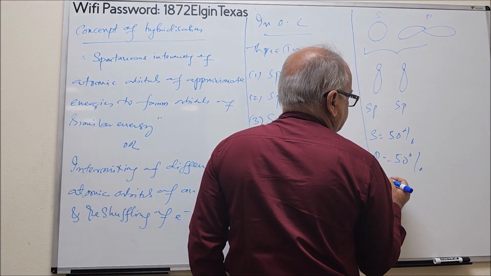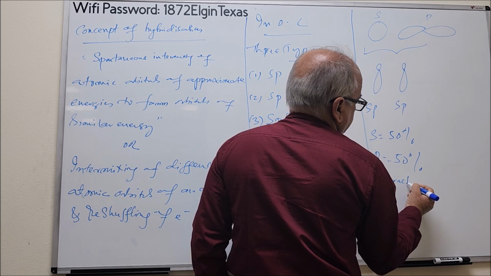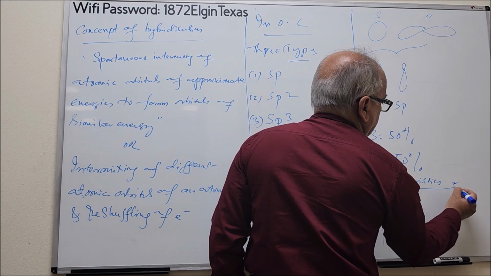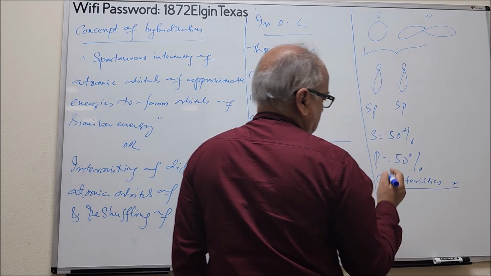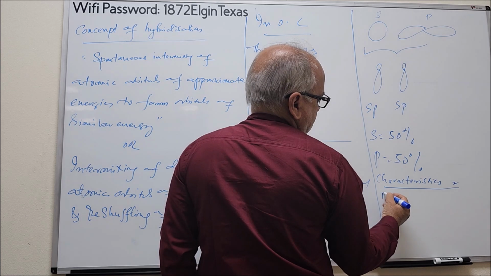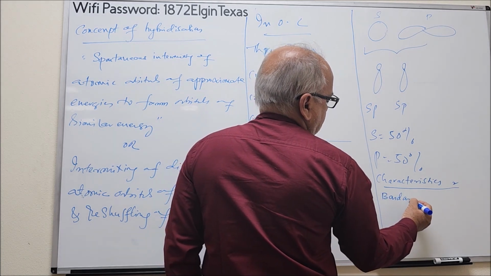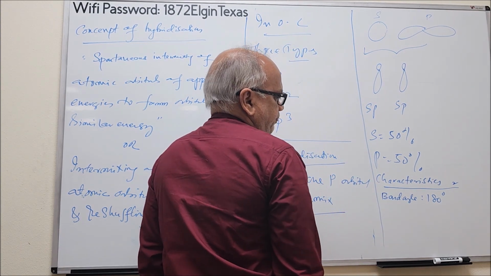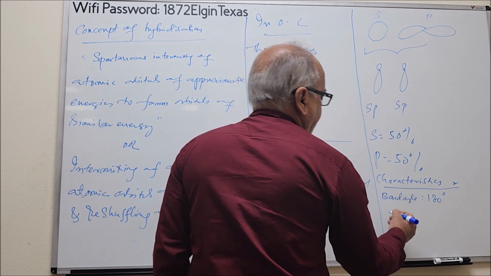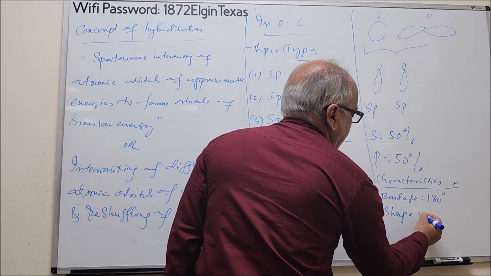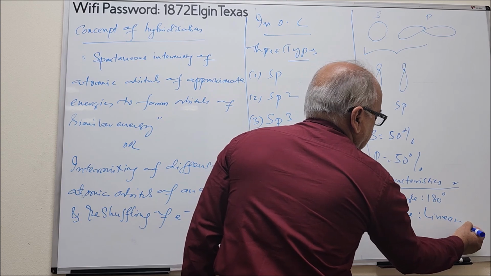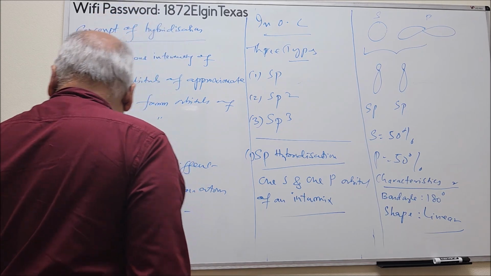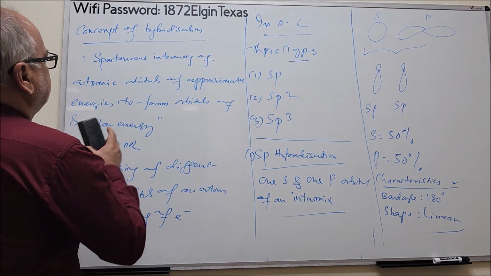So here the characteristics are: bond angle is 180 degrees, and the shape of the molecule is linear. Now I would like to explain an example of sp hybridization.